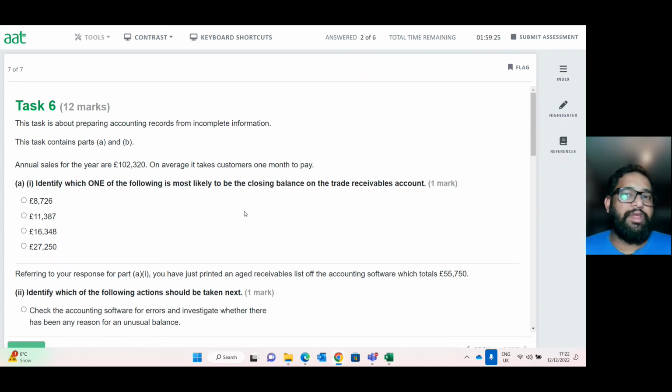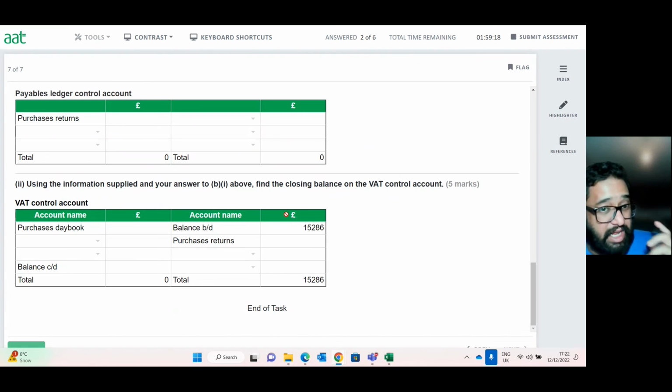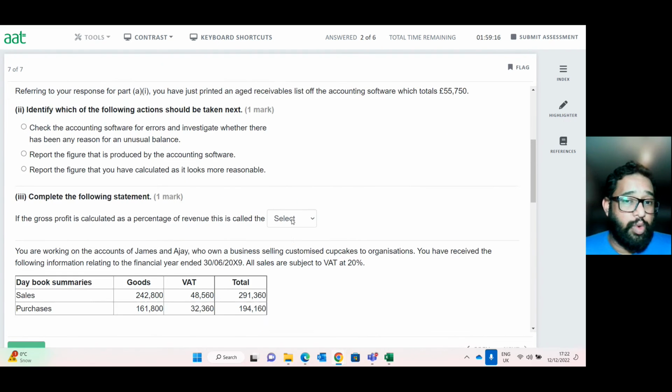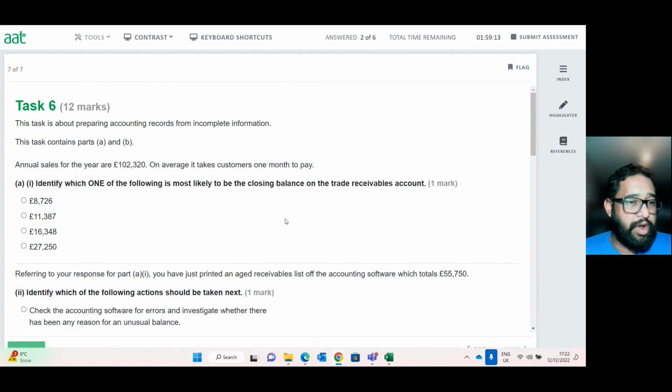So let's see. Now we're down to task 6. So task 6 now is for 12 marks. It's not massive, but still it carries a good weight towards everything there. So let's see what we got here.